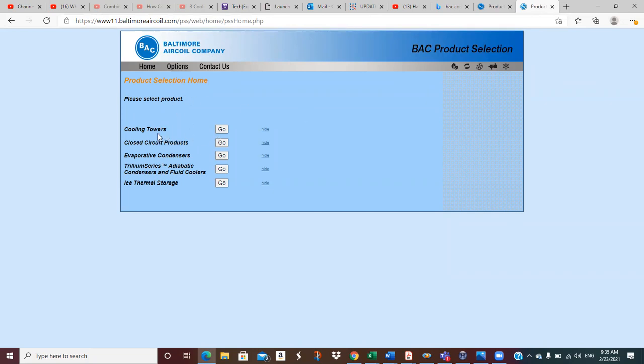Once you get here, for us, we're going to select cooling towers, but you can see they also have other types of equipment and systems available. I don't really have experience with these other ones. I've punched around on them once or twice, but I've spent more time on the cooling tower selection program. They have ice thermal storage systems you can select here. That might be kind of interesting. Maybe we'll gin something up on that later.